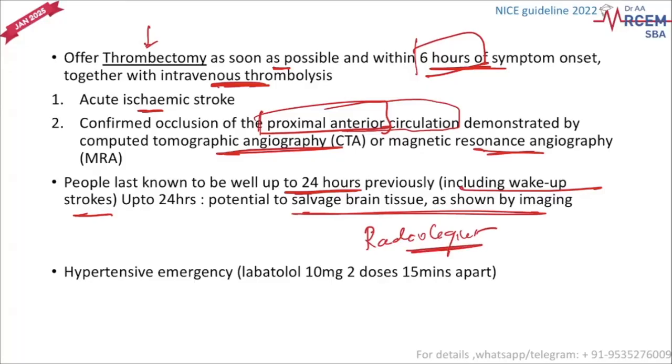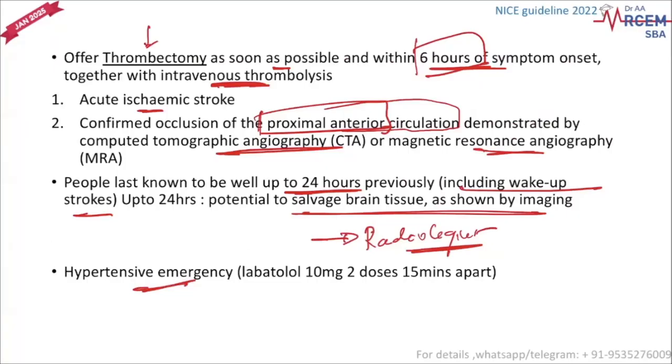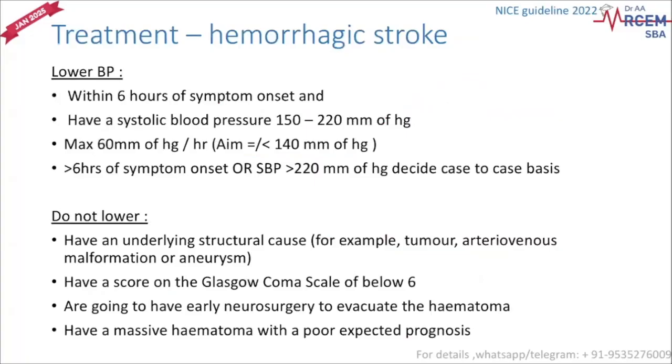Yes, the brain is still salvageable. Go ahead and do a thrombectomy. This call should be given by the radiologist. So you'll go and discuss with the radiologist if it is beyond 6 hours. Hypertensive emergency, as already told you, we usually treat it with labetalol. Again, tested twice in previous exams.